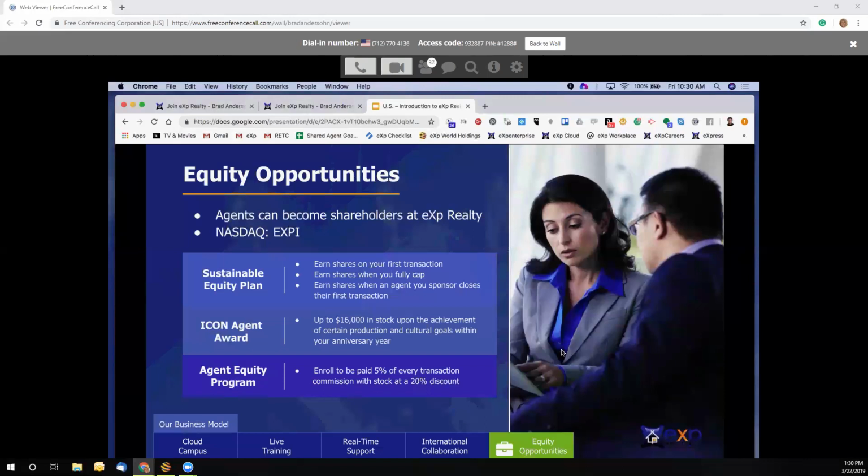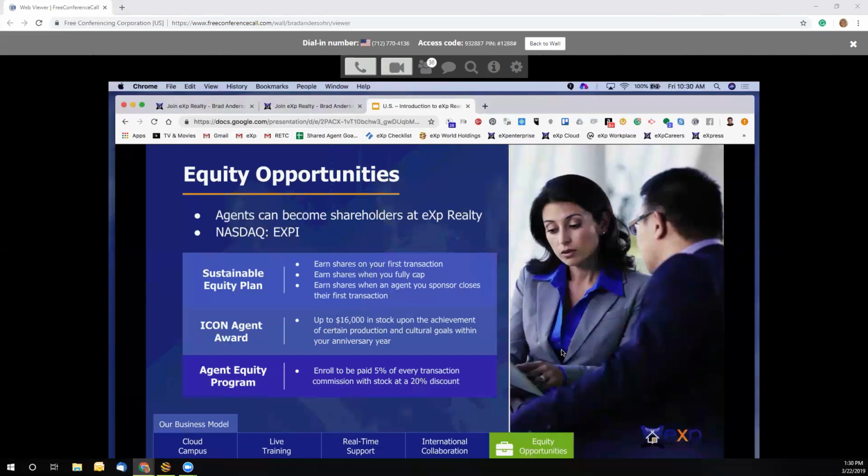I'm the boss of me. I'm the CEO. Folks, it's up to you to do what you want to do for your business, your clients. But what about you personally? What about you and your family? What about the family that's the future of your family? So this equity opportunity to be part of the sustainable equity, the Icon Agent program, and even the purchase program, these are valuable opportunities.